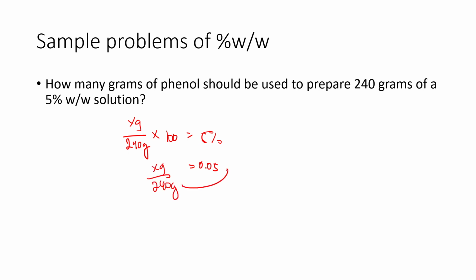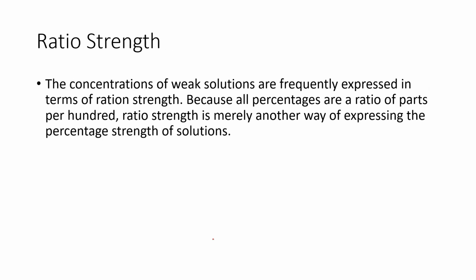Move it to the other side of the equation. x grams equals 0.05 times 240 grams. 0.05 times 240, you have an answer of 12. Okay. So moving on from other concentrations.